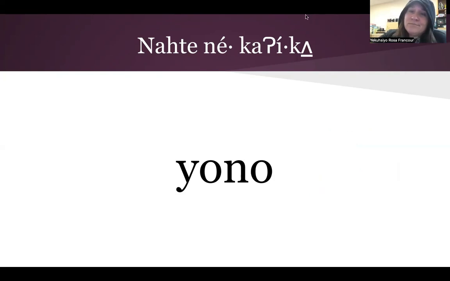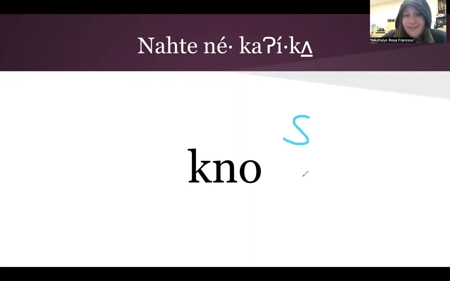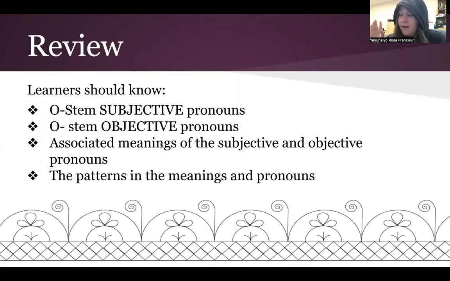Let's do a couple more here. Let's do this one. Gno, K-N-O. Subjective or objective? Subjective. Meaning? Two females. And remember, it's always strictly females when we're talking about the females. All right. So I think that's as far as I'm going to go with that activity.